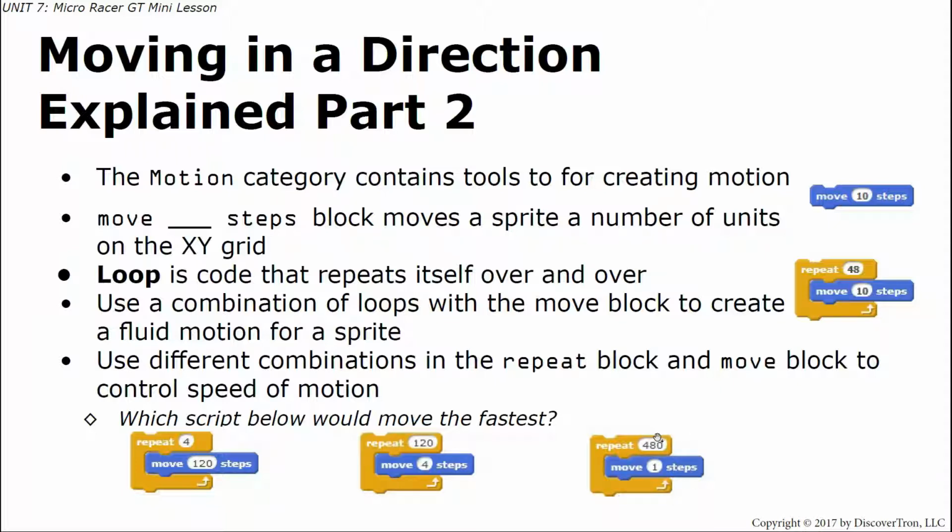Okay, that just gives you an idea of how the speed would operate. And if you want to, go ahead and pause the video and stick those inside Scratch and view the results for yourself and see what happens. And you'll notice right up here I got this one with this loop repeating 48 times, moving 10 steps, and that would go a total of 480 units. Now it's up to you to figure out which one would go the fastest between all 4 of these.